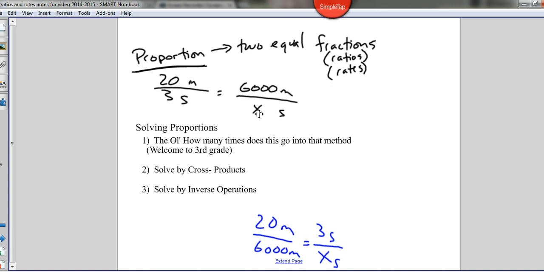So I'm just basically determining how I can make a multiply by one. In this case, the multiply by one would be 300.